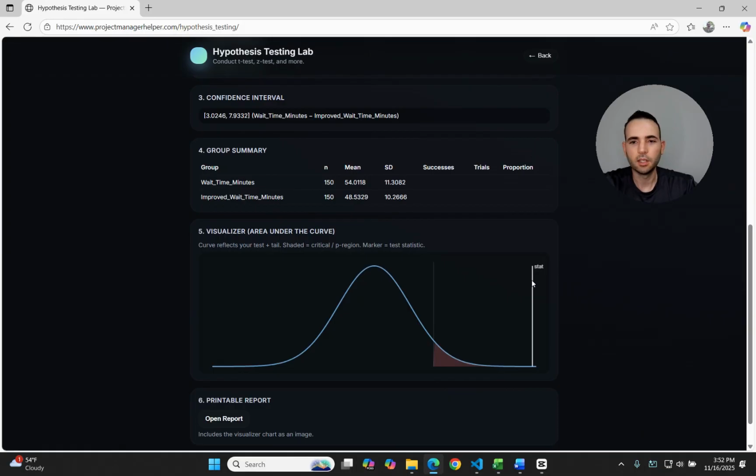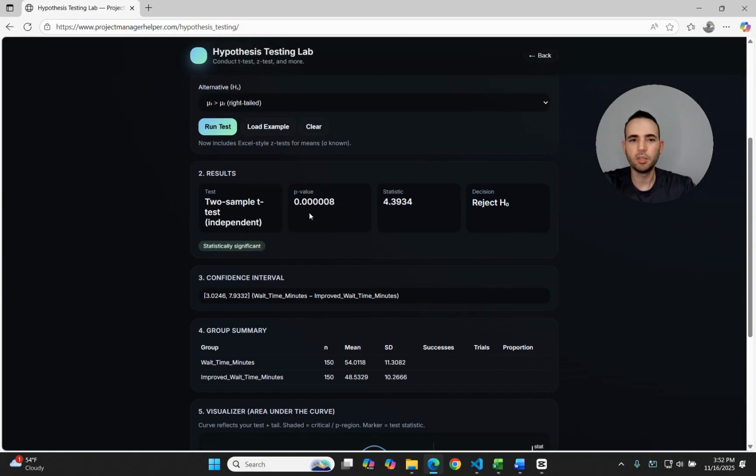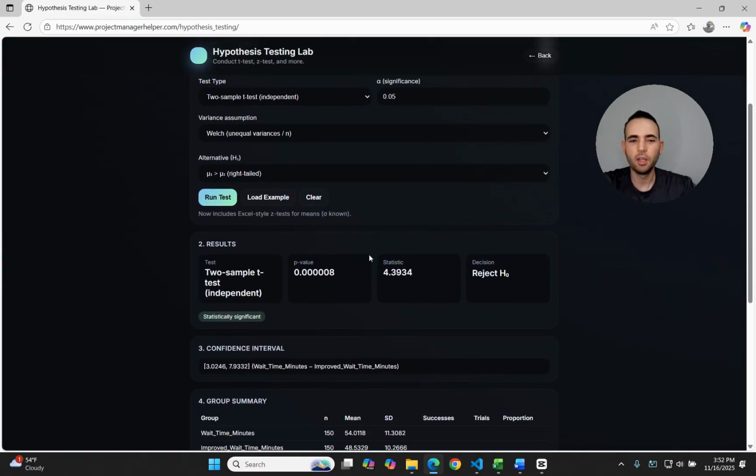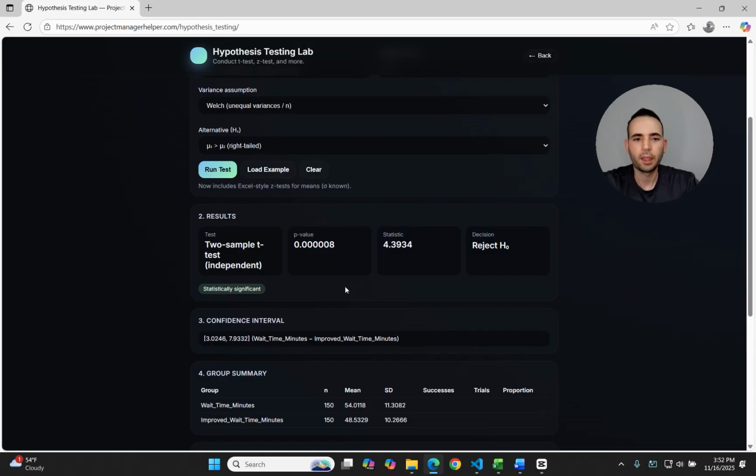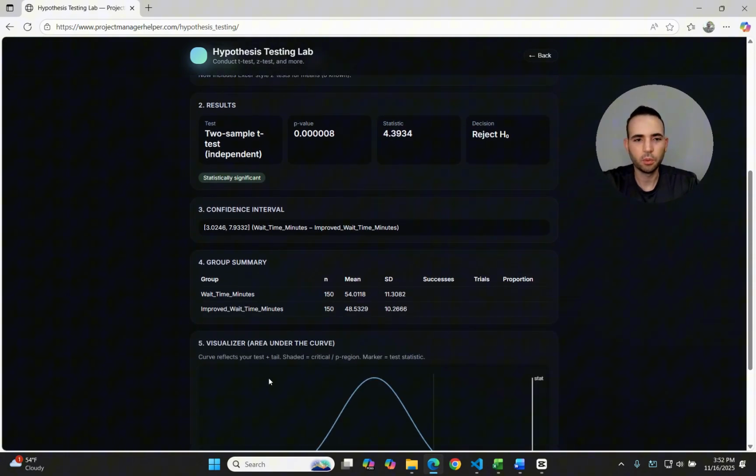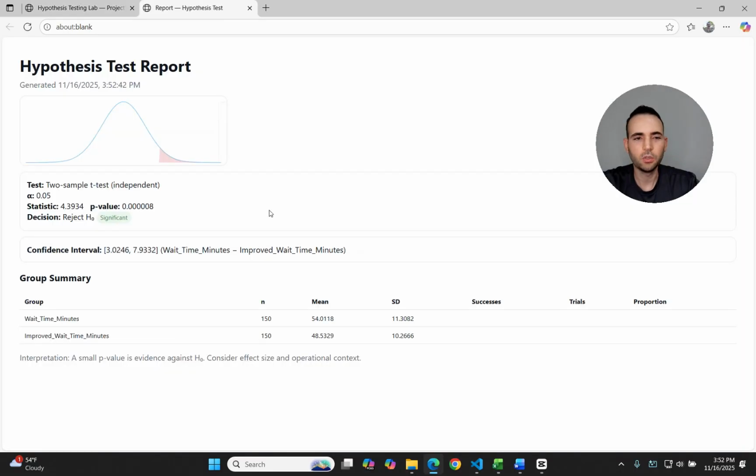Again, you can see the stat bar is way to the right. So again, the p-value is very, very small compared to the alpha of 0.05. So we have proven that there is a statistically significant change. Therefore, we reject the null hypothesis. And you can generate a report and use it to prove that the process that you enacted actually had a real impact, and it wasn't just due to normal variations in the data.